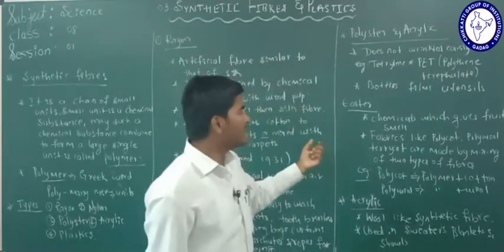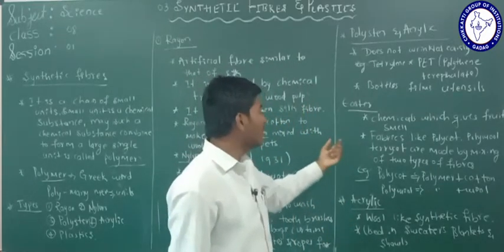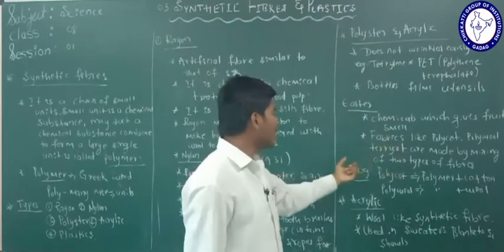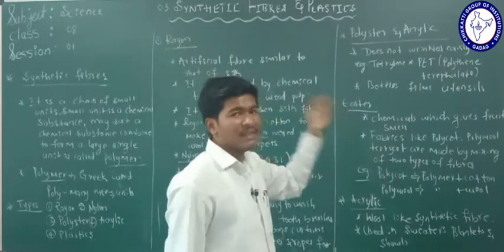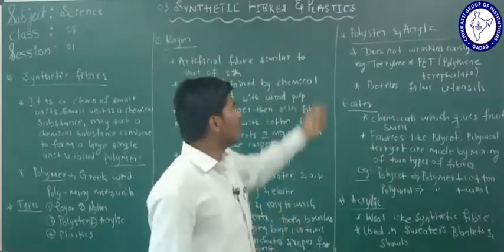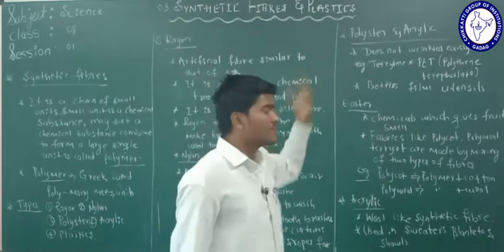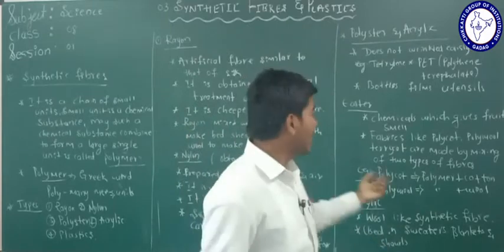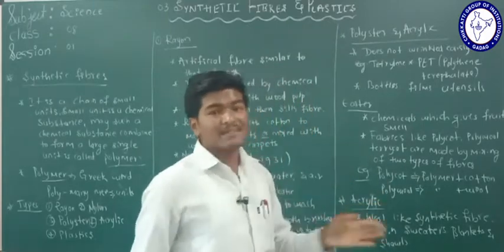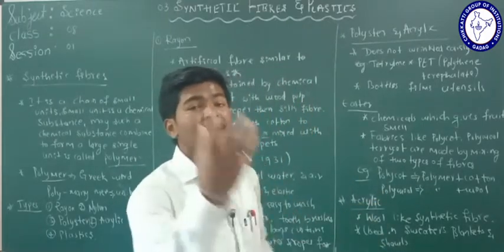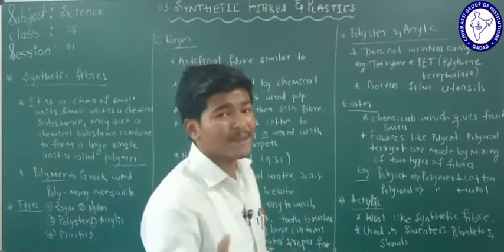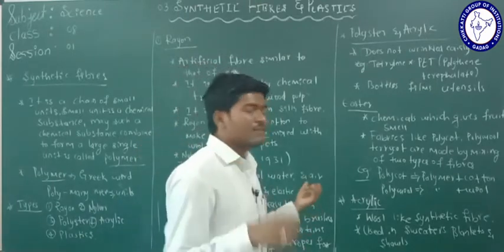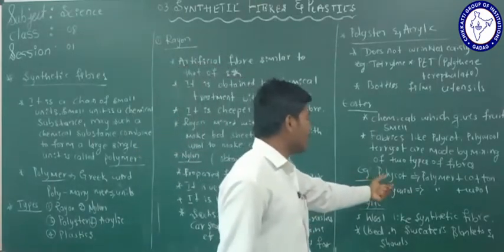Fabrics like polycot, polywool, and terrycot are made by mixing two types of fabric. You are going to hear some words under polyesters: polycot, polywool and terrycot. These are fabrics made by mixing two or more types of fabrics or fibers.